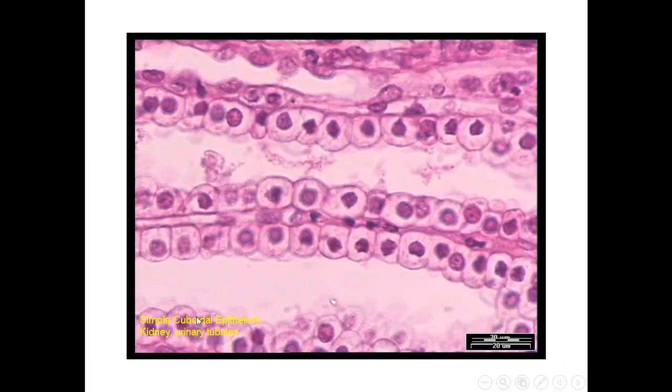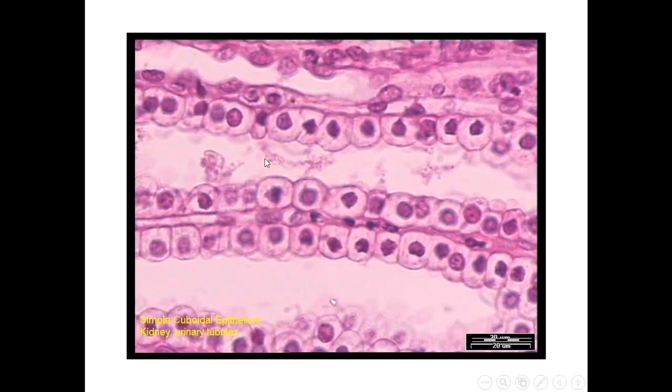This is from the kidney urinary tubules, and you can see that we have cuboidal cells, one layer. This layer is resting on connective tissue. You see this connective tissue here is shared between this epithelium, so this is one layer of cuboidal cells. They are not tall, they are not flat. So this is simple cuboidal epithelium.